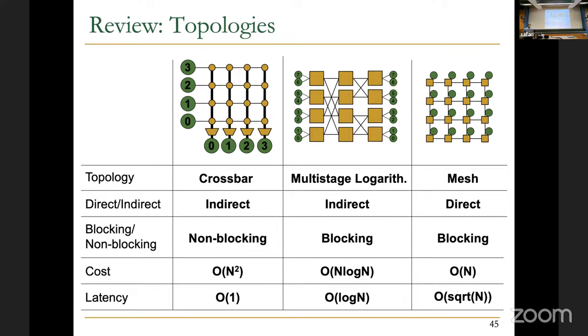Imagine that your network is, for example, you have 16 nodes and you are making this as a 2D mesh, 4x4. Then the order of latency is actually the square root of the number of nodes, because the longest path is going from, for example, the bottom left to the top right. That's the longest path, and that's exactly the square root of n.